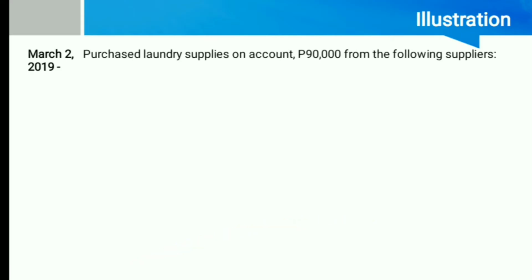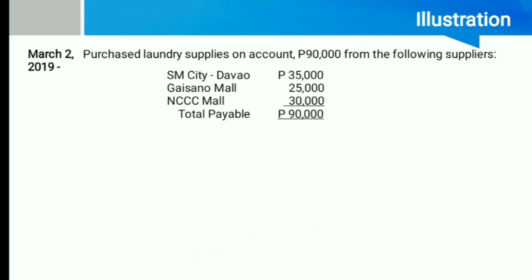Purchase laundry supplies on account, 90,000, from the following suppliers. We have SMCT Davao, 35,000 pesos; Gaisano Mall, 25,000 pesos; NCCC Mall, 30,000 pesos. So the total payable is 90,000 pesos. So for the debit entry, what do we receive in this transaction?